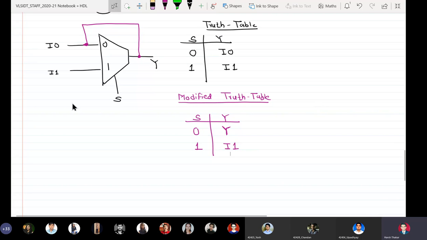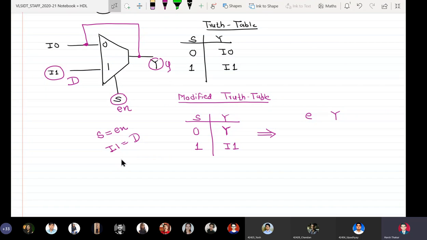Yes. So what I will do is that instead of I1, I will connect D here, and instead of S, I will have enable here. So now you see here, my new modification is that S equal to En and I1 equal to D. Third modification is that Y is equal to Q. So S becomes En and Y becomes Q.